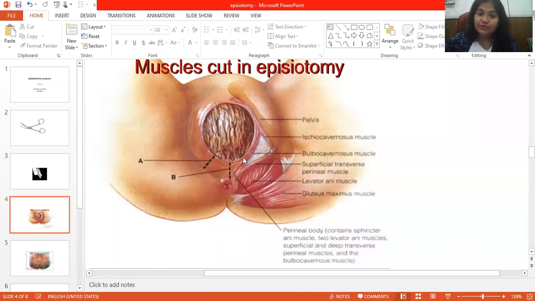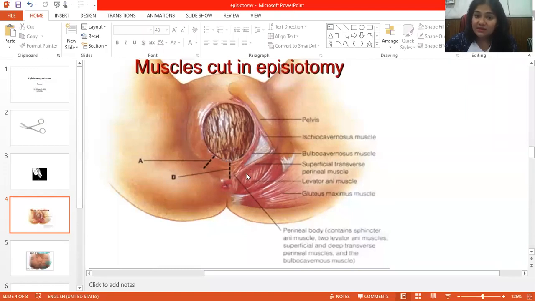So where it meets posteriorly, this part is called as fourchette, this point, right? The posterior point. And the area between this fourchette and the anus is called as the perineum. So this entire area is called perineum, right?